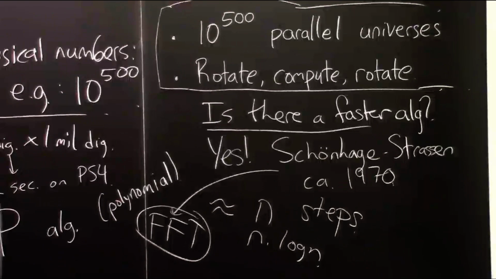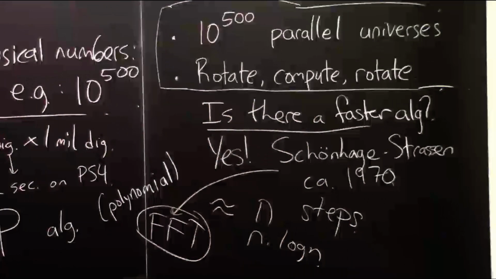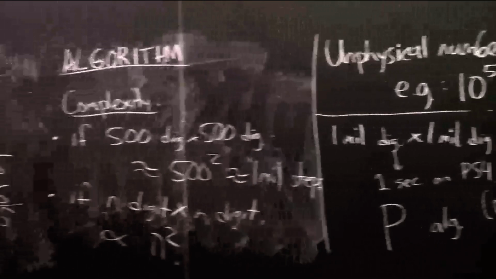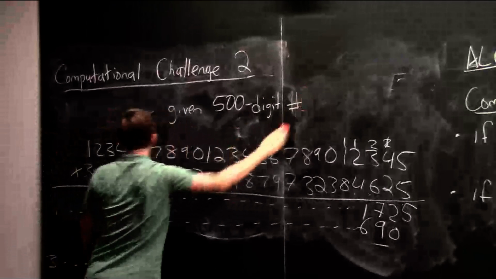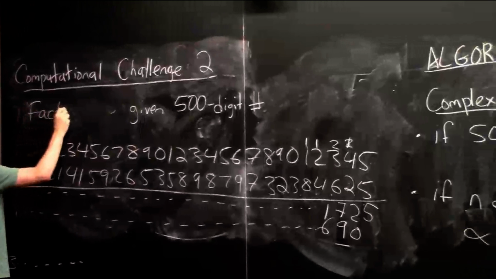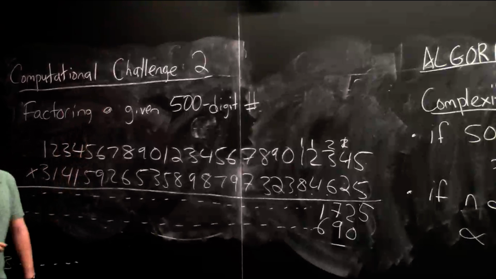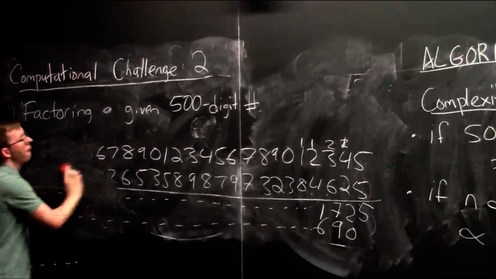So that's the story of one computational challenge, multiplying two super long numbers. Let me tell you now about computational challenge 2, which in some sense is the opposite challenge. It's the opposite of multiplication. It's the challenge of factoring a given 500-digit number. I'll give you a 500-digit number and you work out its prime factors. Every number can be broken down into the product of its prime factors.